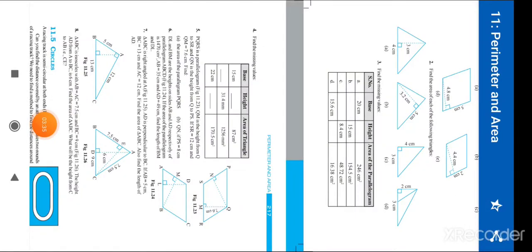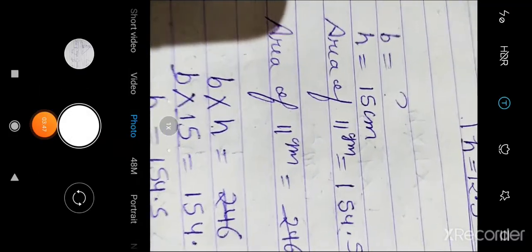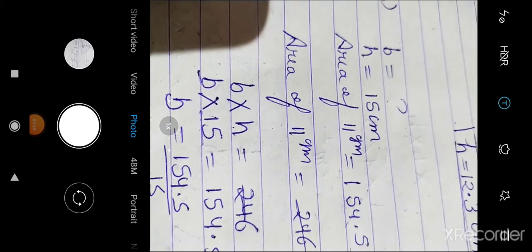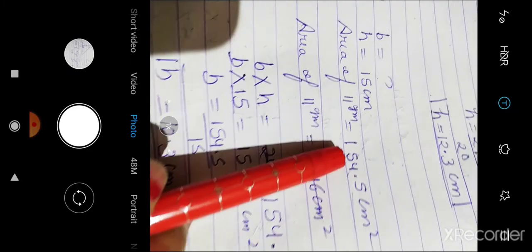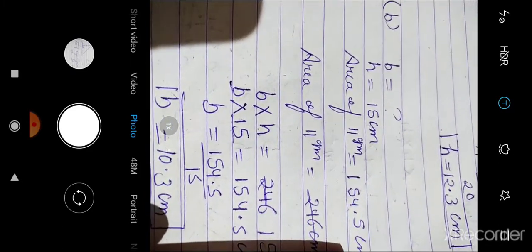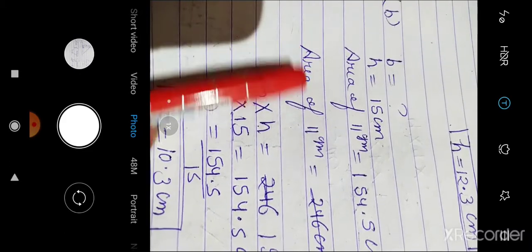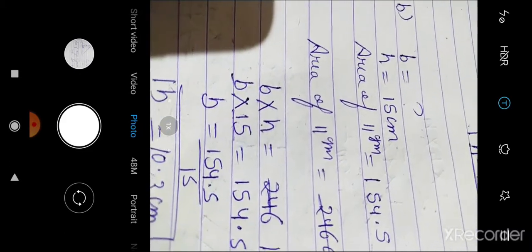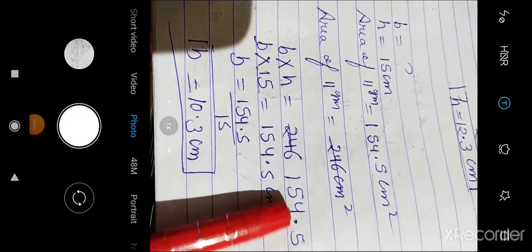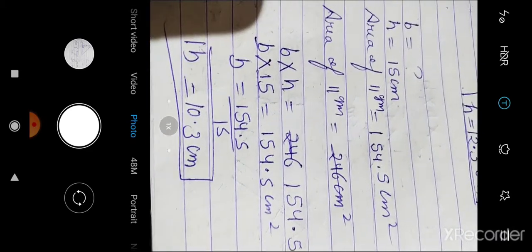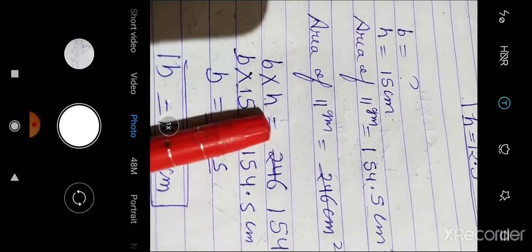In the second part, the base is missing and the height is 15 centimeter, whereas the area of the parallelogram is 154.5 centimeter square. As I did in the previous question, first we are going to write all the information. So base is equal to question mark, height is equal to 15 centimeter, and area of parallelogram is equal to 154.5 centimeter square. The formula for the area of a parallelogram is base multiplied by height. So we can write base multiplied by height in place of area, and it is equal to 154.5 centimeter square.